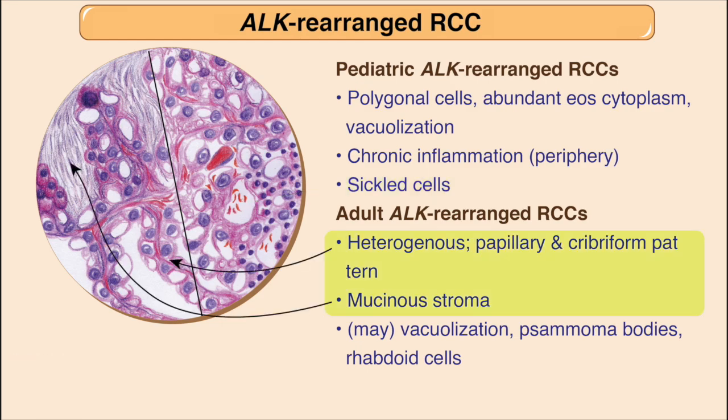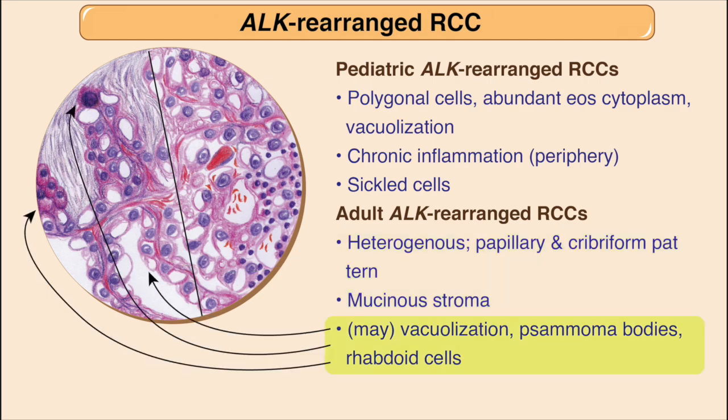Adult ALK rearranged RCCs are more heterogeneous. They frequently demonstrate papillary and cribriform architecture and desmoplastic mucinous stroma. The tumor may show cytoplasmic vacuolization, scattered psammoma bodies, and rhabdoid morphology.